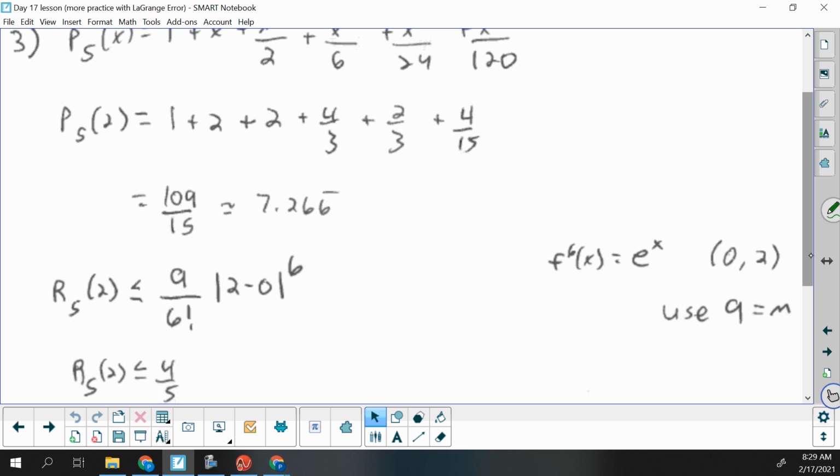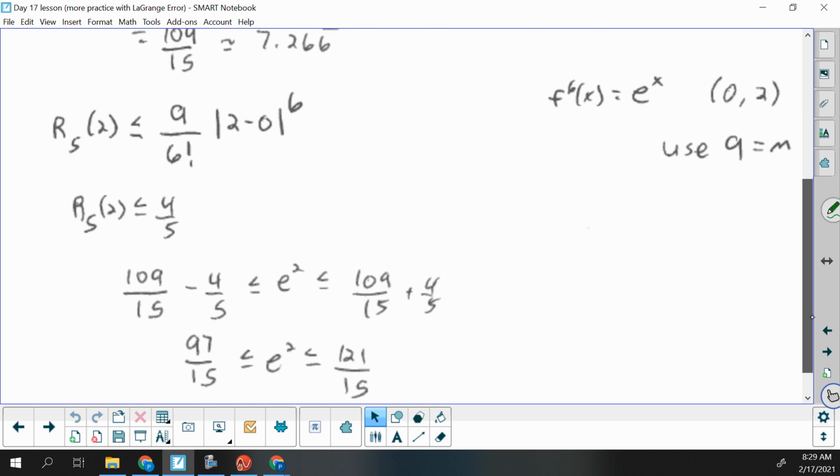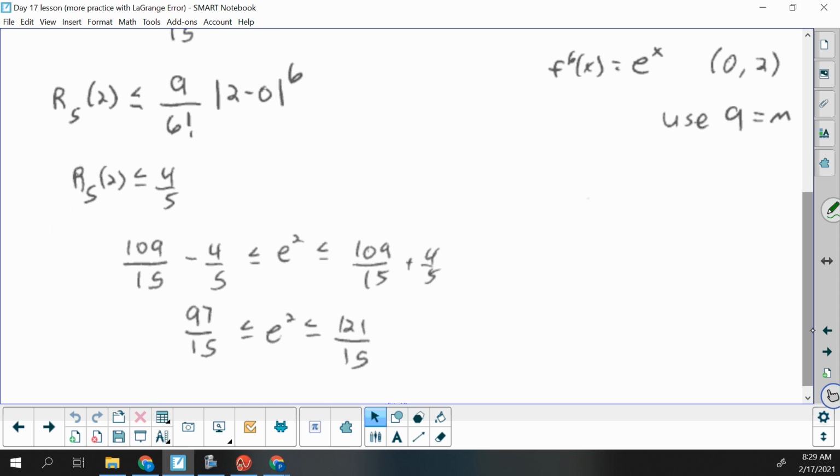Then we have the 2, which is what we are approximating, minus our center, raised to that next power of 6 over the next factorial of 6. Heating that up, you end up getting 4/5. So to put bounds on e squared, we would take our approximation of 109 over 15, subtract the 4/5, and also add the 4/5, and we know e squared has to be in between there. Often you will see it left as this. Okay, just leave it with the plus and minus there. If you combine them, that's perfectly fine too, but more frequently you see that first option.